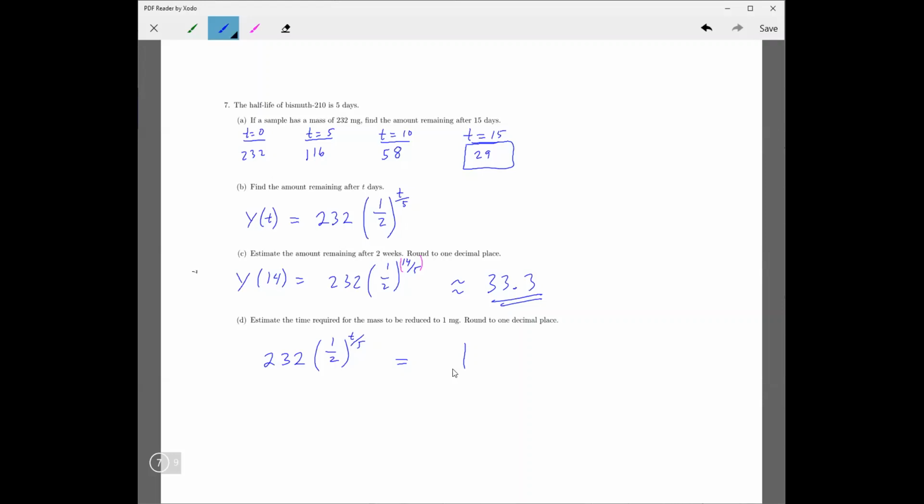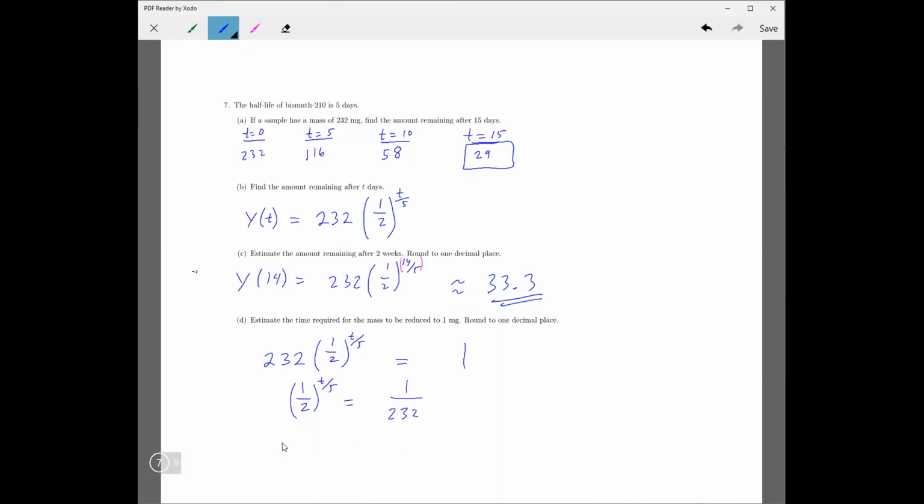Okay, so I think what they want you to do is kind of guess around, but I'm going to show you how to do it a more straightforward way, because that's going to lead into what we cover in class tomorrow. Some of you, I'm sure, are familiar with logarithms. So essentially, you isolate this exponent over here by dividing this 232 to the other side of the equation.